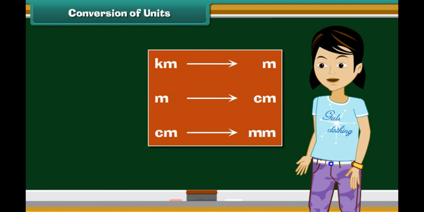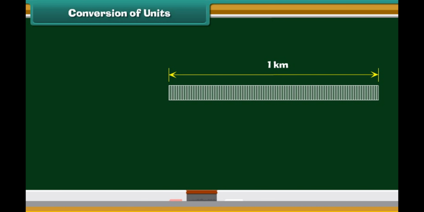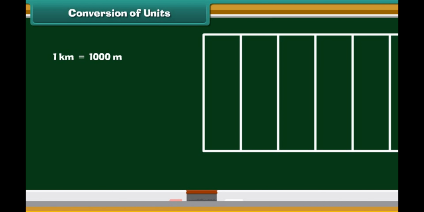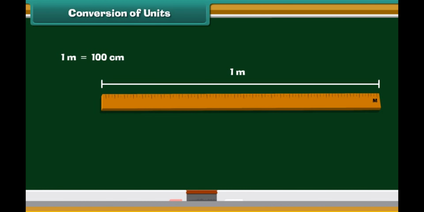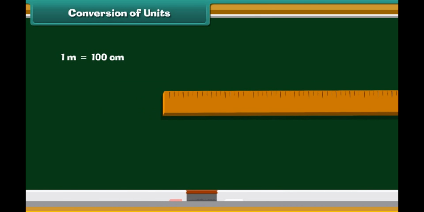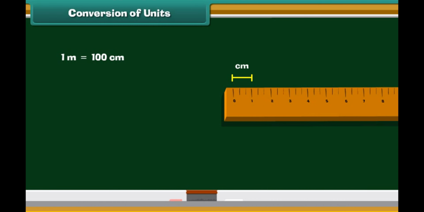Friends, let us now learn how to express distances given in one unit in other units. To measure distances smaller than a kilometer, 1 kilometer is divided into 1000 equal parts and each part is regarded as a unit. This is called a meter. We can say that 1 kilometer equals 1000 meters. In a similar way, 1 meter is divided into 100 equal parts and each part is regarded as a unit, which is a centimeter. Thus, 1 meter equals 100 centimeters.